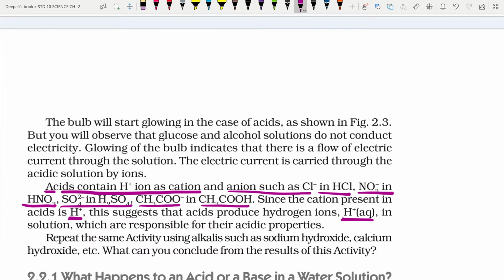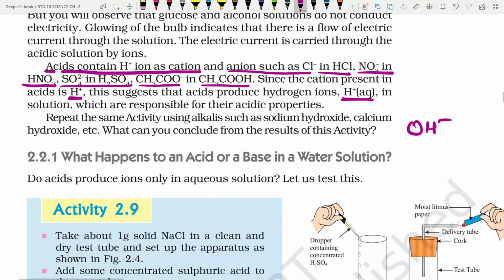Repeat the same activity using alkalis such as sodium hydroxide and calcium hydroxide. What do you conclude from the result? They release OH- ions, which shows that the basic nature is due to the OH- ions and acidic nature is due to H+ ions.